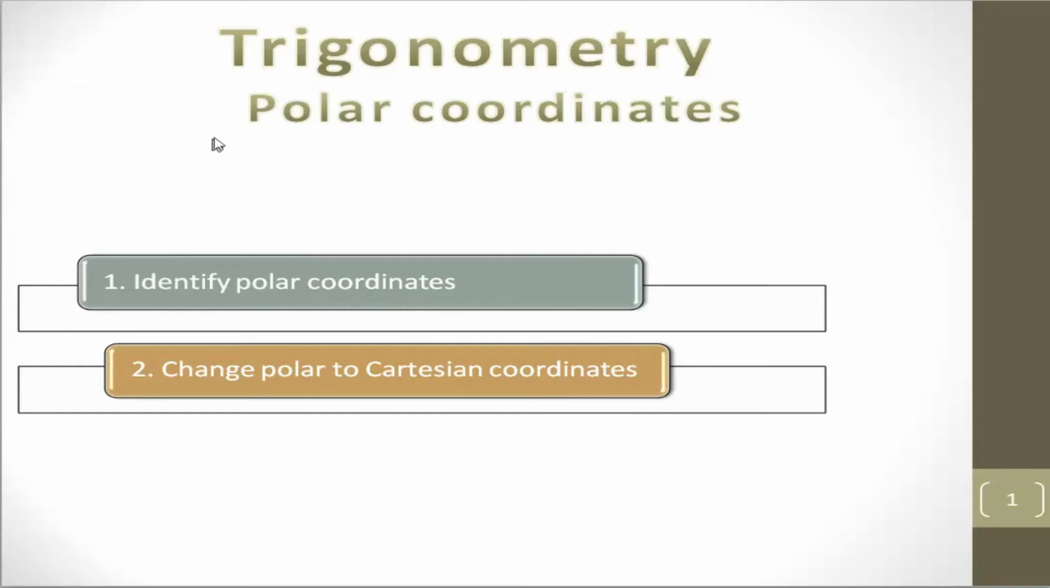Hello everyone, in this lesson we'll continue in trigonometry with a new idea called polar coordinates. We have two objectives: identify polar coordinates and change polar to Cartesian coordinates. Cartesian coordinates are the x, y that we already know.